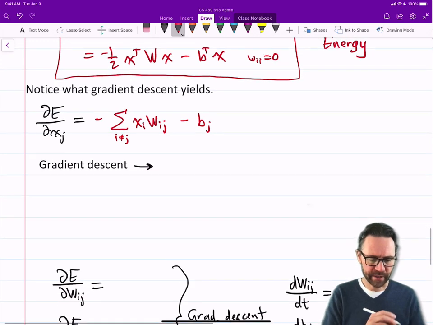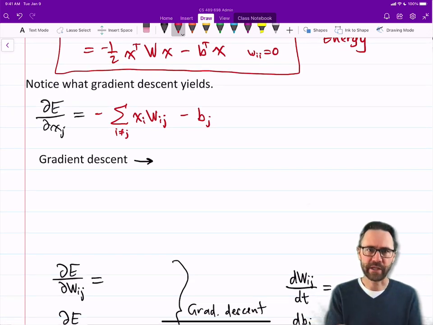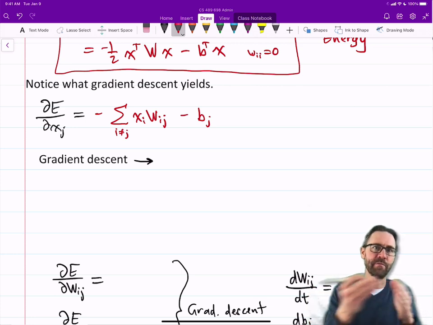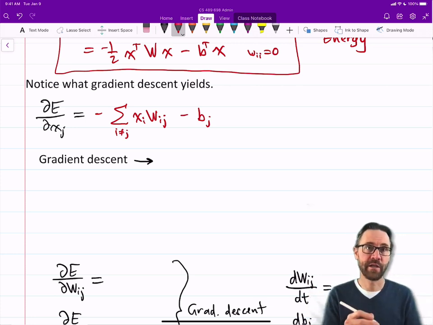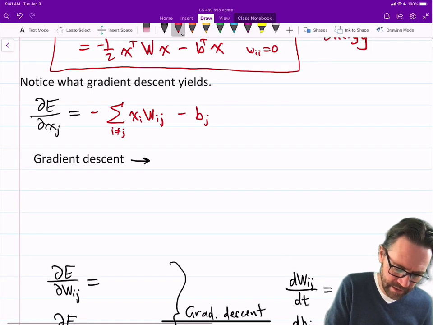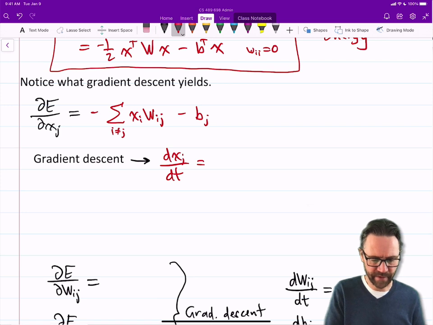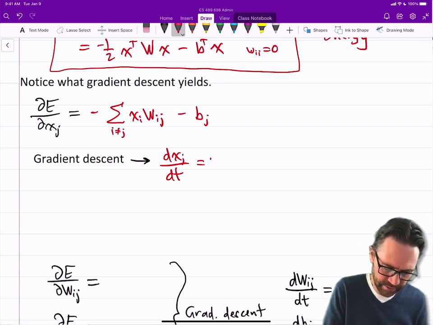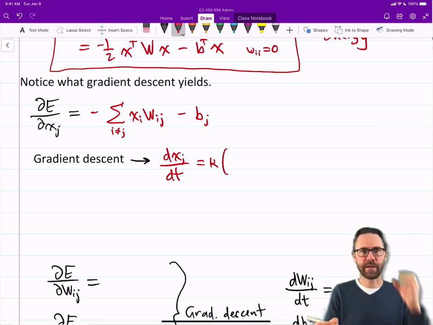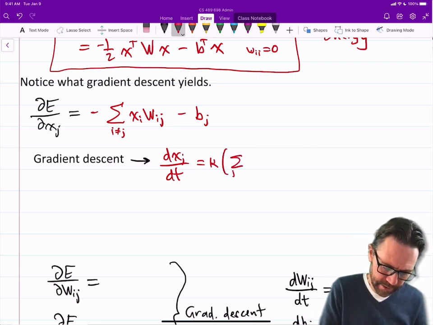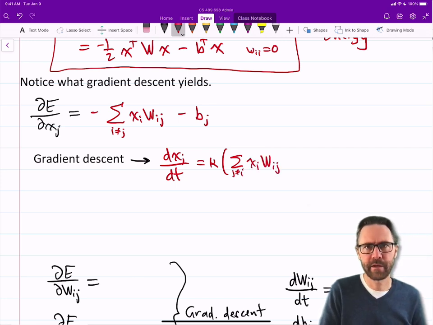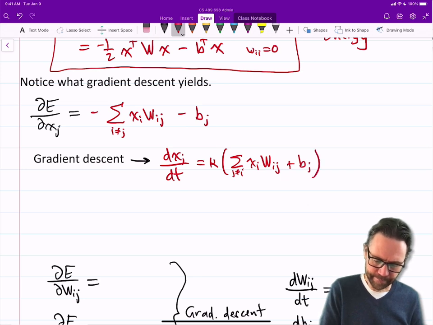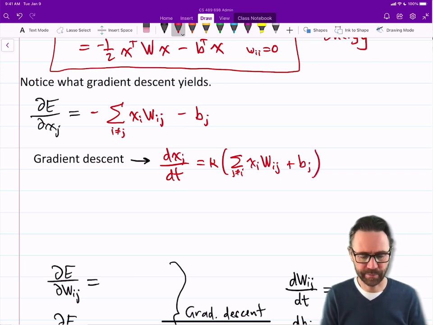Using that gradient for gradient descent, if I want to find the states x that would minimize the energy, I can push my states, my x's, in the direction opposite that gradient. So I could say dx_j/dt equals the negative of that gradient. And I could even throw in a step size: sum over i not equal to j of x_i w_ij, plus b_j. See, the minus signs are changed to pluses now.